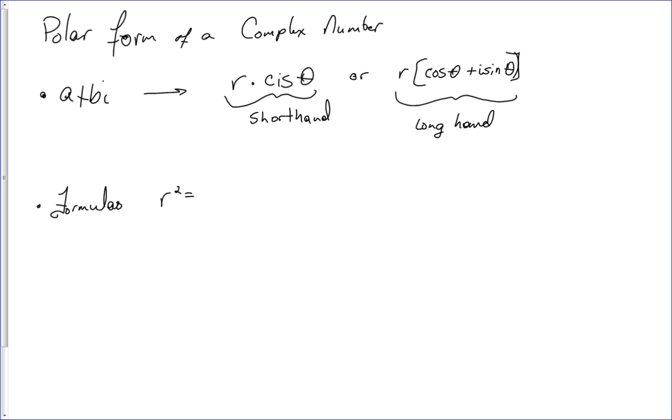R squared simply equals the square root of a squared plus b squared. The tangent of theta simply equals b over a. Or for this one, you can say theta equals the inverse tangent of b over a, because that's actually the math you're going to be doing anyway. You're going to set it up and then do the inverse tangent.